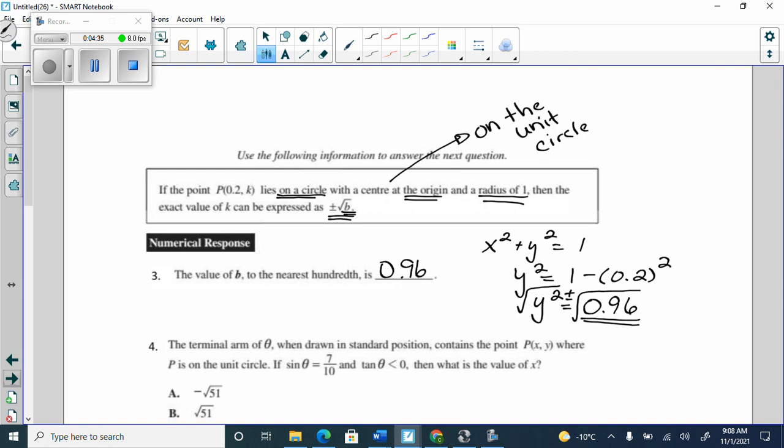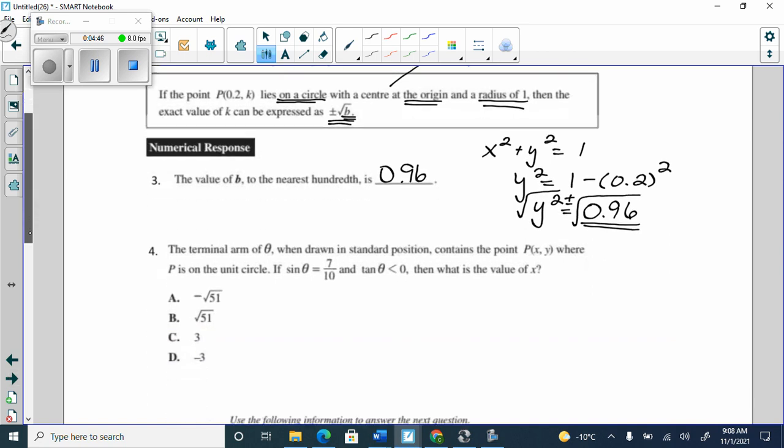But it's plus or minus root b. I want b. So don't square root it. So you have to pay attention because sometimes you guys will just get caught up on the way that they ask for the answer, which is just sad if that happens.